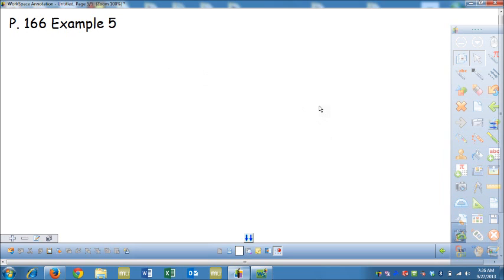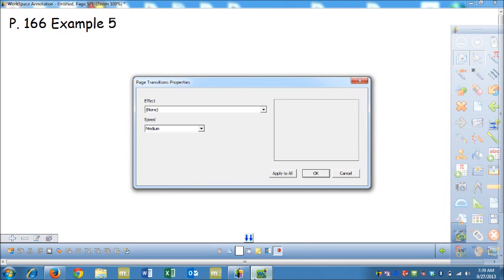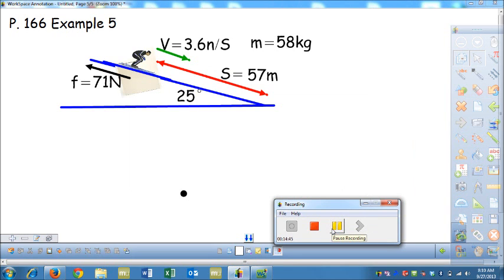Let's see what we have here. A skier's speed. A 58 kilogram skier is coasting down a 25-degree slope. You can see I drew a little diagram of this situation, but I'll still read it through. Mass is 58 kilograms, skier is coasting down a 25-degree slope, near the top of the slope. Her speed is 3.6 meters per second, so that's the initial velocity.